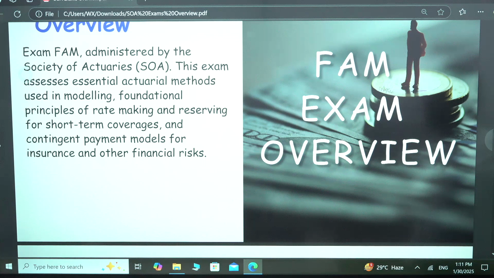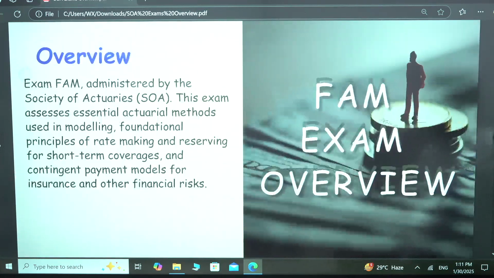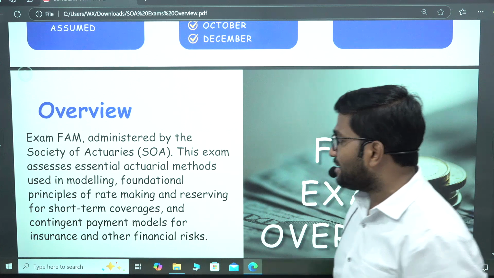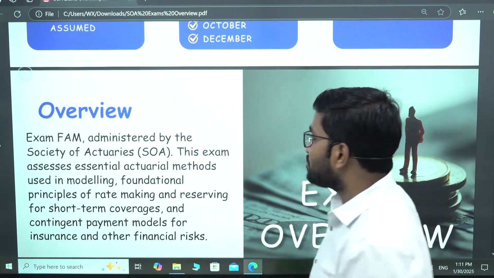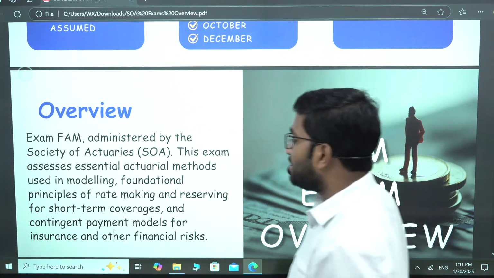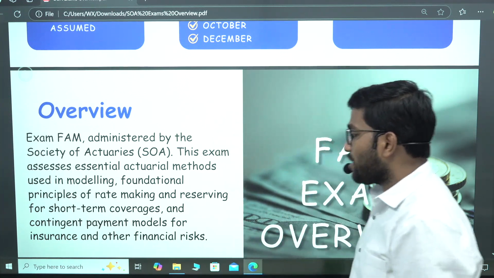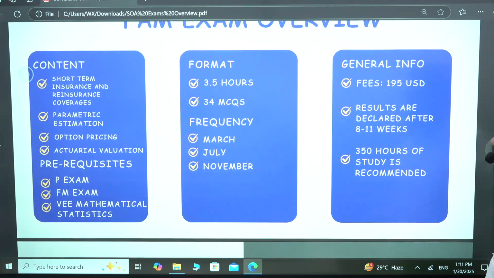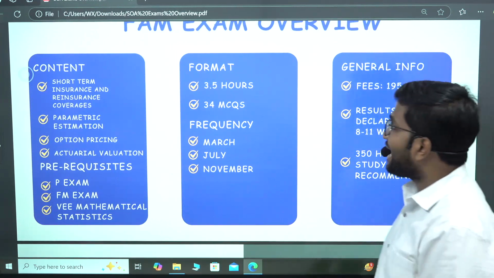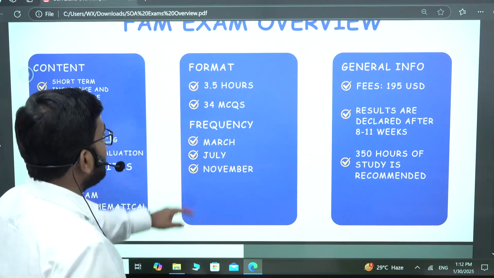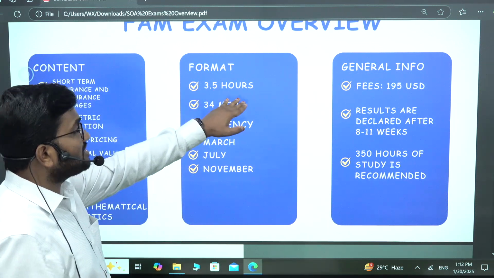Now if you talk about exam FAM, this exam assesses essential actuarial methods used in modeling, foundational principles of rate making and reserving for short-term coverages, and contingent payment models for insurance and other financial risks. Now if you talk about the course content, it's offered 3 times in a year, which is March, July and November. Again there are 34 MCQs. It's a 3.5 hour exam.